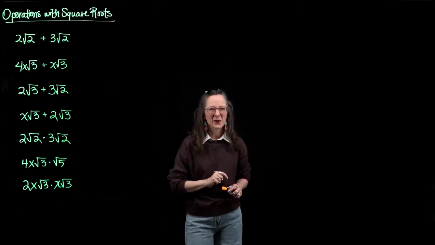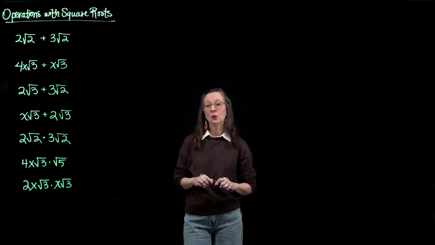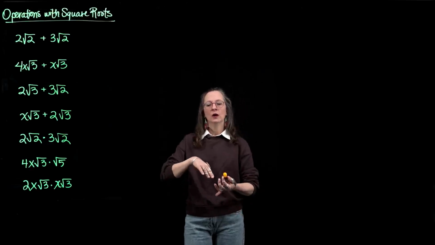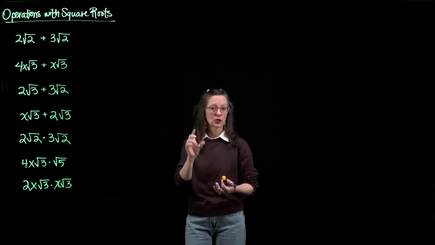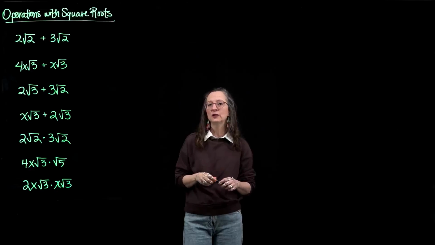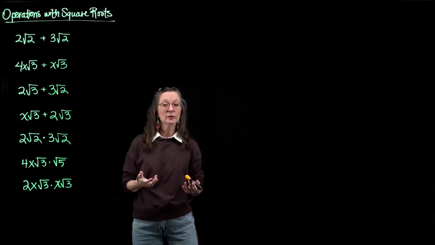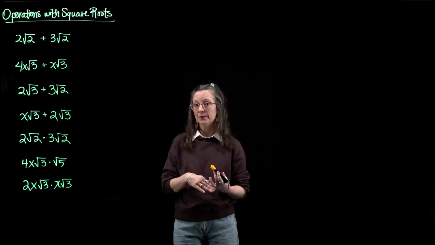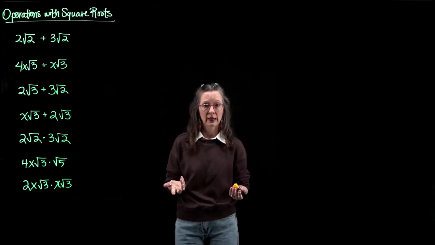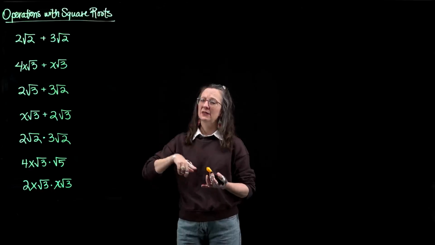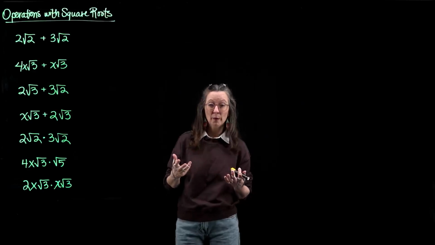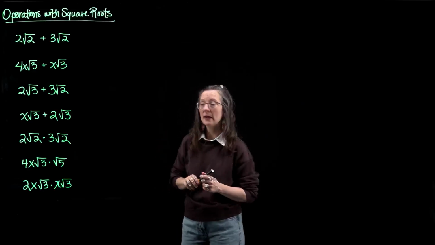So here we go. Remember when we were talking about like terms? And we talked about how if you have an x and a 4x, those are like terms. And we said like terms have the same variable. Now, the other way that that can be interpreted with like terms is if they have the same variable or the same square root, or both. Let me show you what I mean.